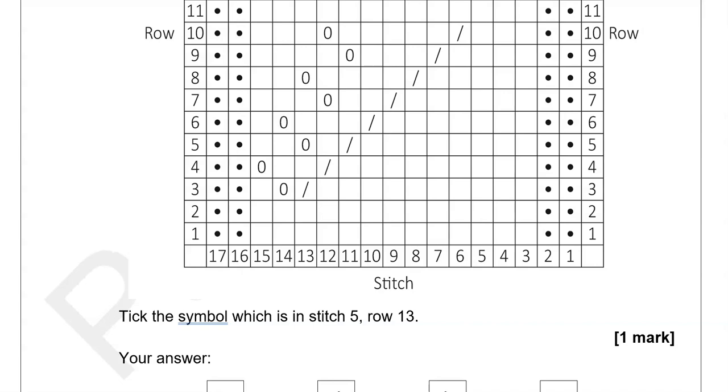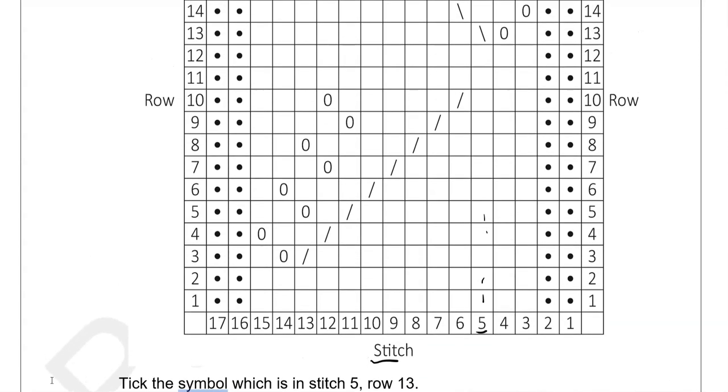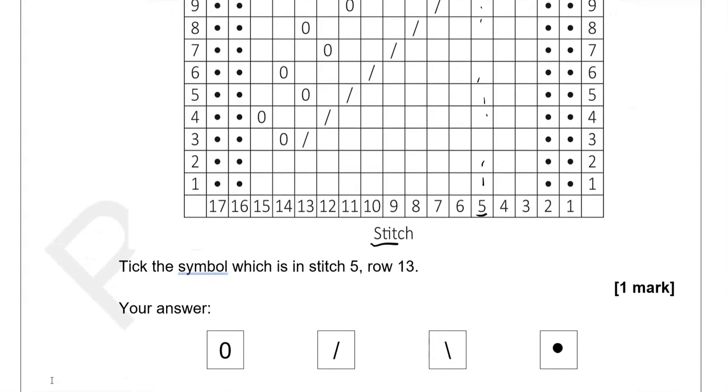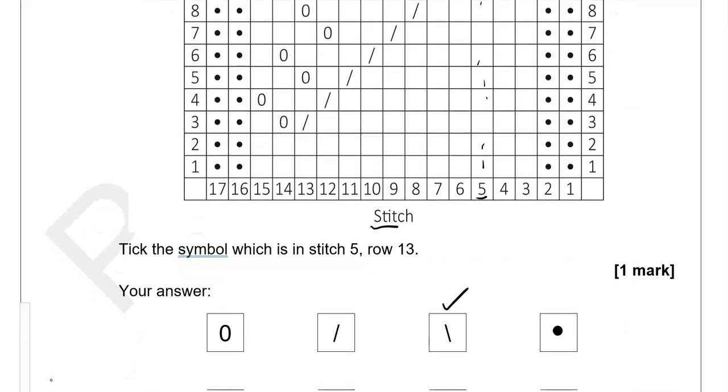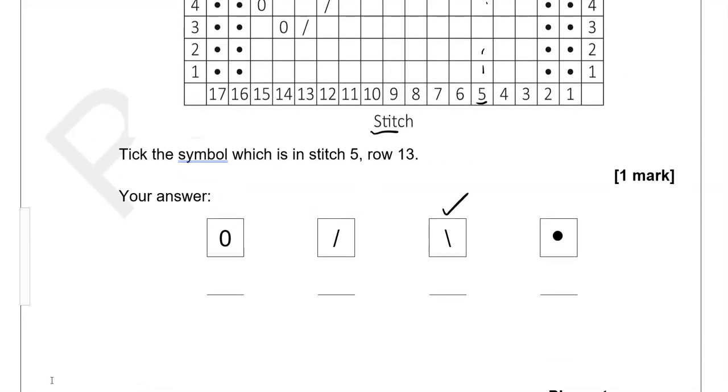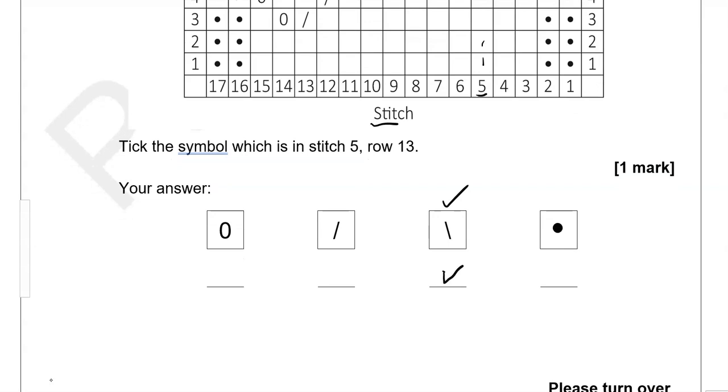Tick the symbol which is in stitch 5, row 13. So stitch 5, let's go up to row 13, and it's this one here, so let's tick it. Well, I think we need to tick it here.